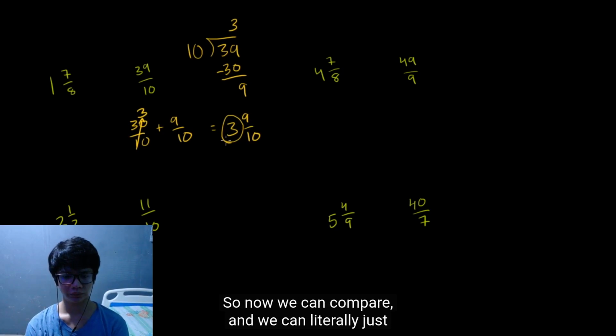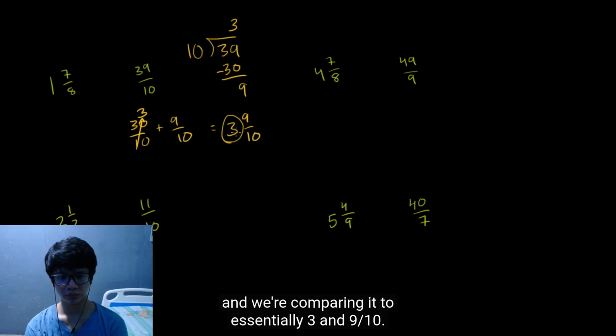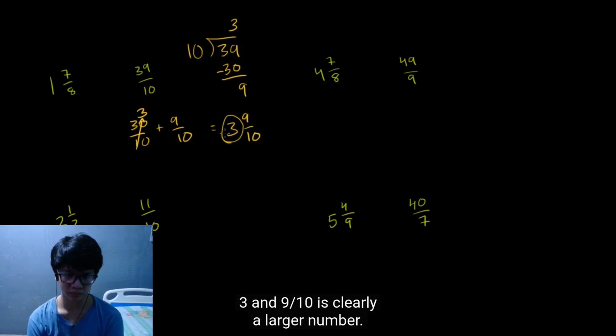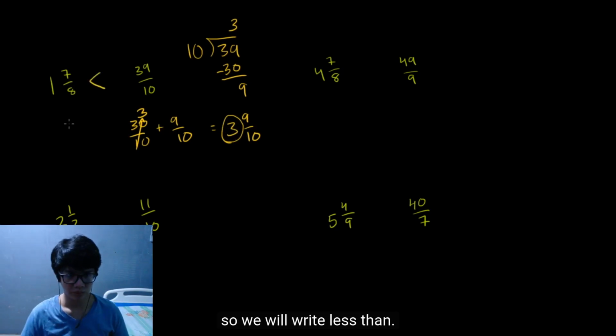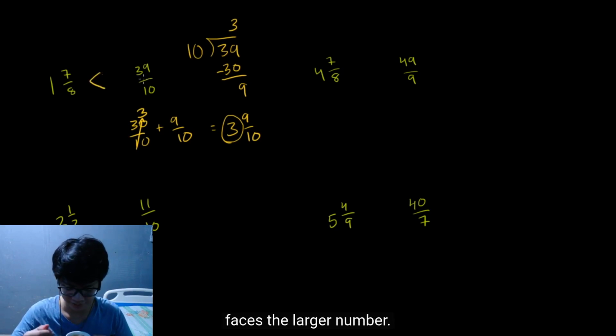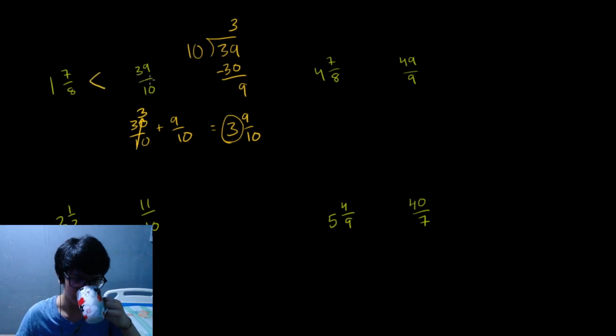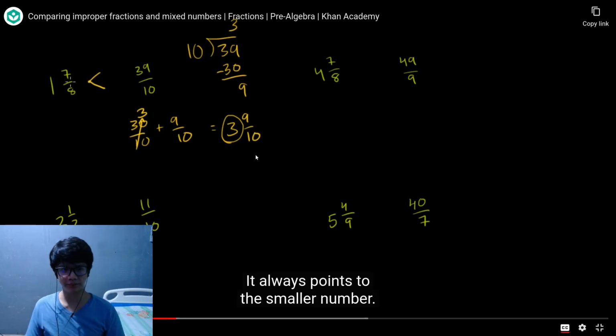So now we can compare, and we can literally just look at the whole number parts. This is 1 and something, 1 and 7/8, and we're comparing it to essentially 3 and 9/10. 3 and 9/10 is clearly a larger number. We have a 3 out here instead of a 1. So we will write less than. The way I always remember it is the opening always faces the larger number, and the opening is large, it faces the larger number, and the point is small, it always points to the smaller number.